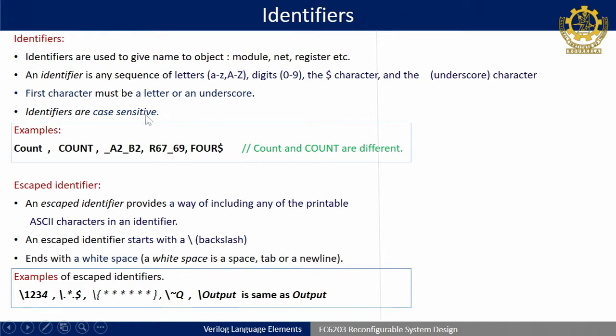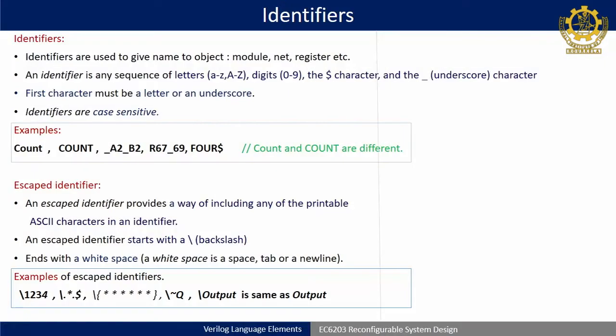Identifiers are case sensitive. Verilog itself is a case sensitive language, unlike VHDL, which is case insensitive. Here, when you are naming a particular module, like half adder in caps or half adder in small, both are different, since identifiers are case sensitive. So you have to take care.